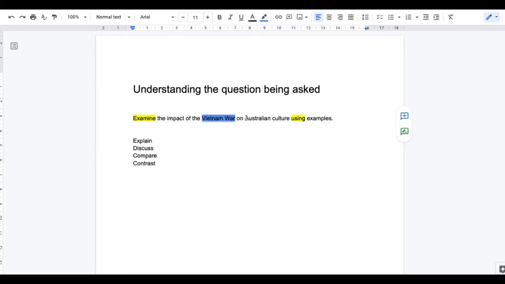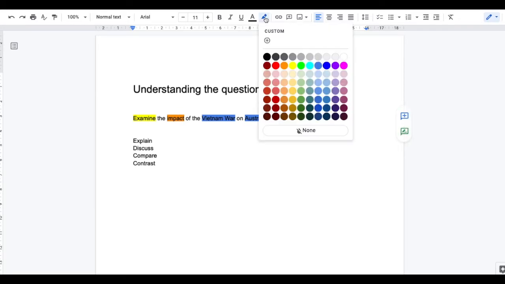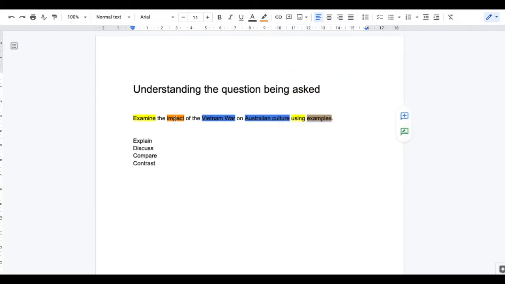All right, another one is Australian culture. Okay, so there I've got another one. It's a limiter. So I can't look at the Vietnam War and America or Vietnam War and Russia or anything like that. It's got to be on Australian culture. So that's my limitations. But then what am I actually examining, right? Well, here I am examining the impact. Okay, and over here I have to use some examples.